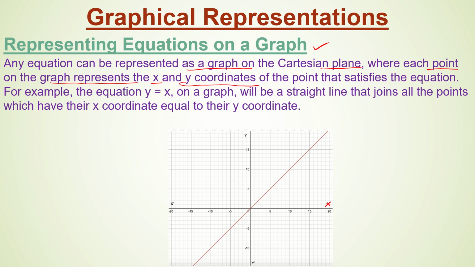This is the x-axis, this is the y-axis, and on these axes different points represent the x and y position of the graph of the equation, and each point satisfies that equation. For example, this is the graph of y equals x. It will be a straight line that joins all the points which have their x coordinate equal to the y coordinate. So the graph is passing through the origin.